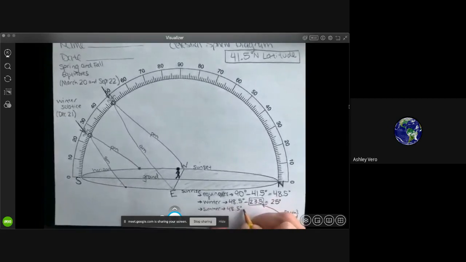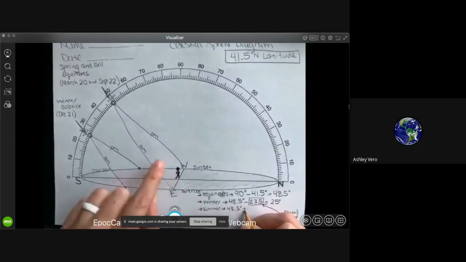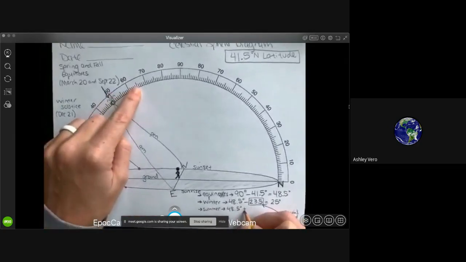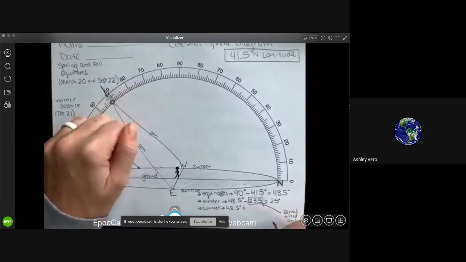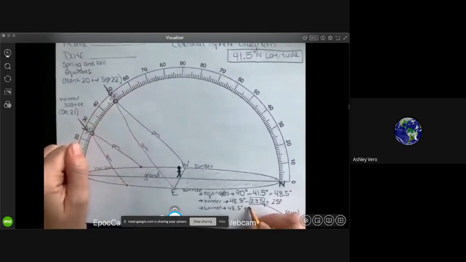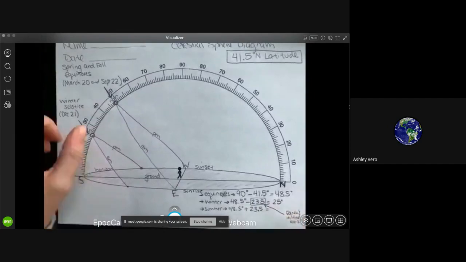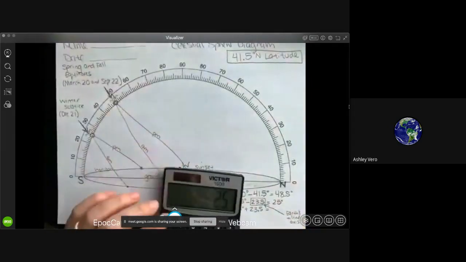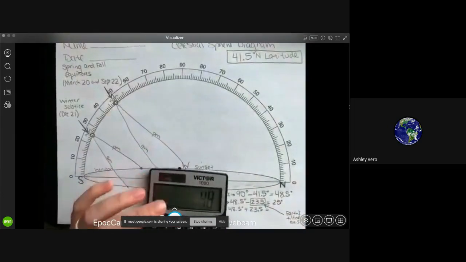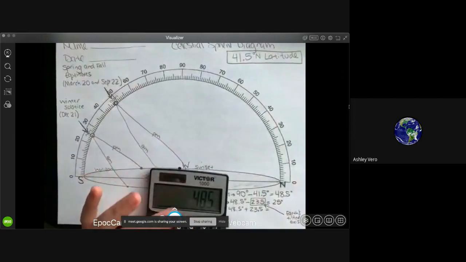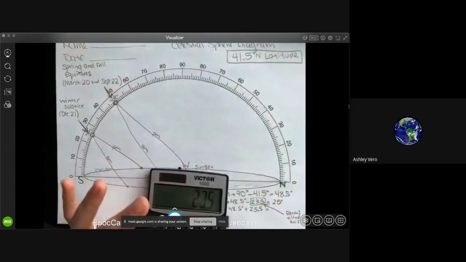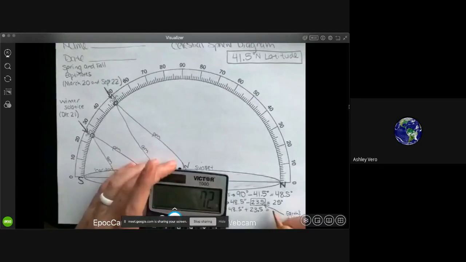And we're going to add to that, because if you think about it, our summer path should be up here somewhere. So we're going to add to it at our tilted axis, 23.5 degrees, just like before. I'm going to grab my calculator here. I'm going to go 48.5 plus 23.5, our axis tilt, and that's going to give me 72 degrees.